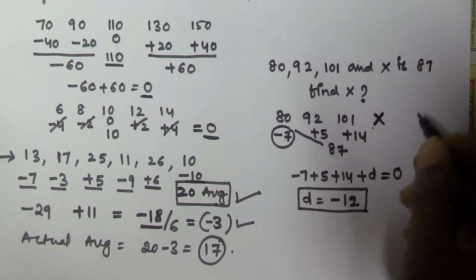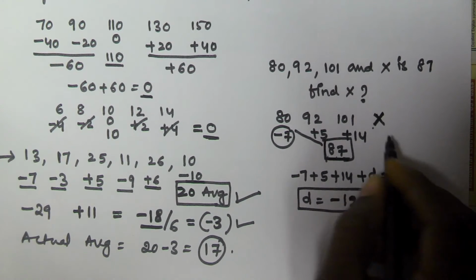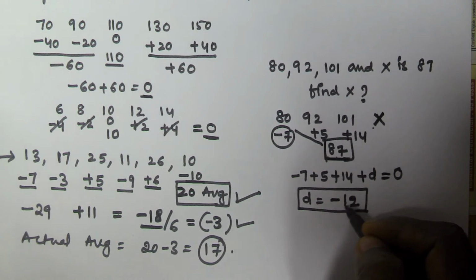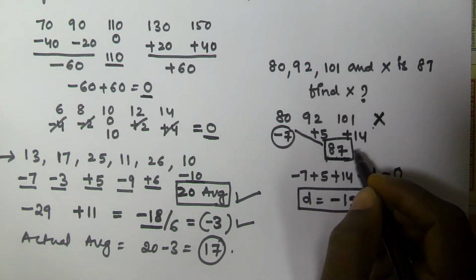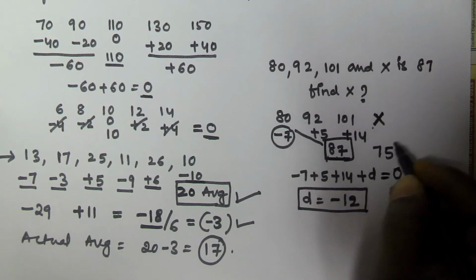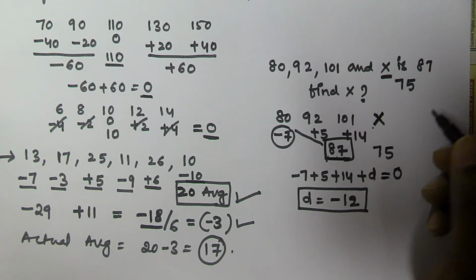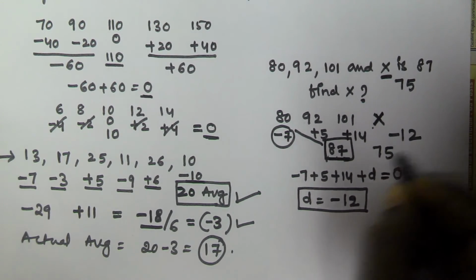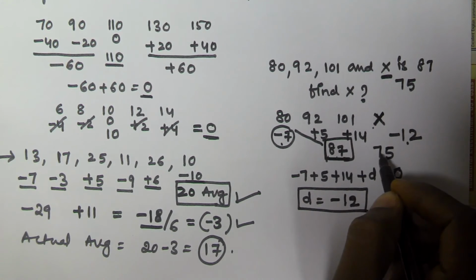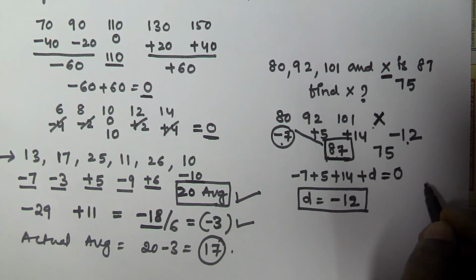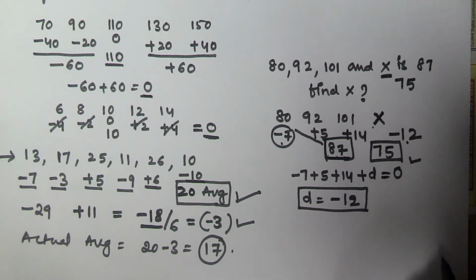So the actual average we have is 87. To get minus 12 deviation, we have to subtract 12 from 87, so we get 75. So the value of x is 75. When x is 75, it will make minus 12 deviation. Then minus 7 minus 12 is minus 19, and plus 5 plus 14 is plus 19. The sum of deviations is going to be 0. So the number x is 75.